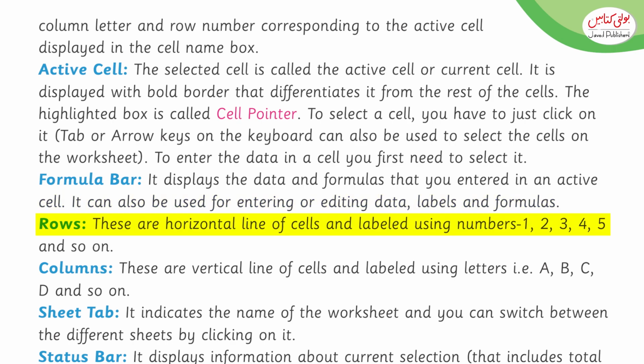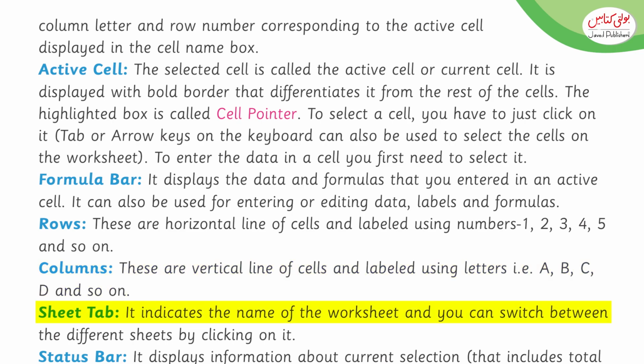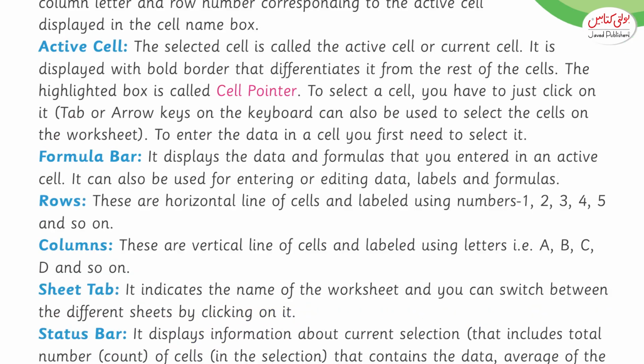Rows. These are horizontal lines of cells and labeled using numbers 1, 2, 3, 4, and so on. Columns. These are vertical lines of cells and labeled using letters that are A, B, C, D, and so on. Sheet tab. It indicates the name of the worksheet and you can switch between the different sheets by clicking on it.